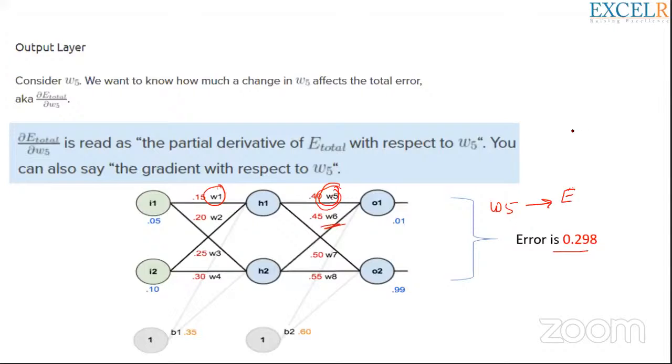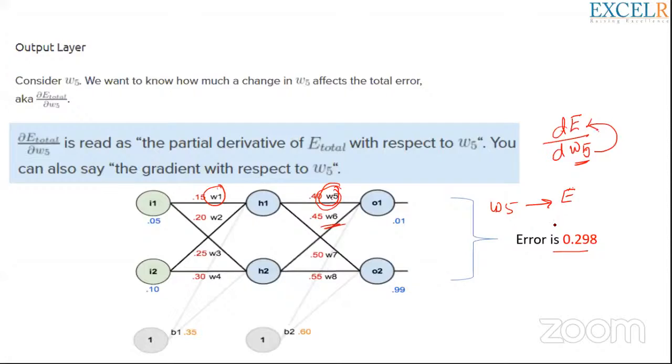The rate of change is nothing but derivatives. Derivatives are nothing but rate of change. So how much is this error going to be reduced or changed when you wiggle W5 a little bit? If I change W5, what is the effect of W5 on this error? That's what I want to find out.